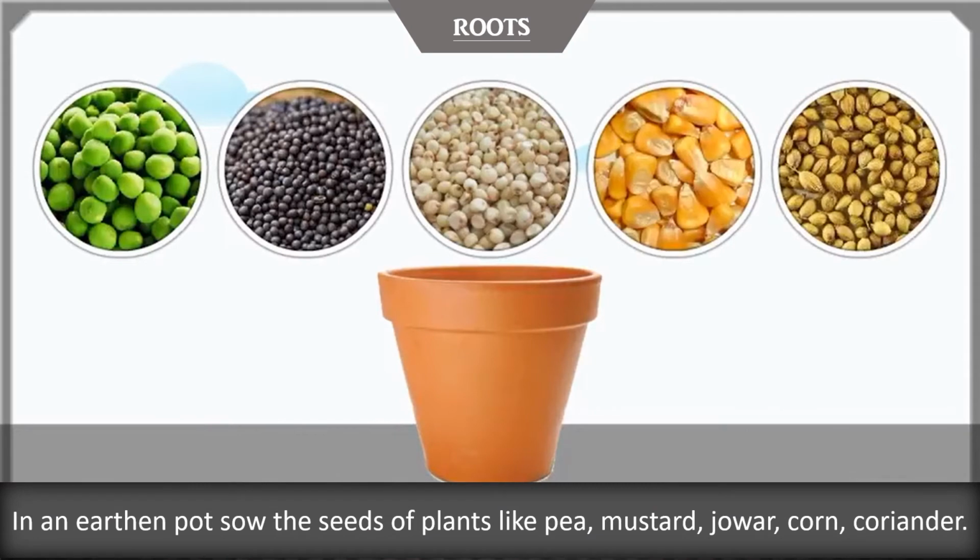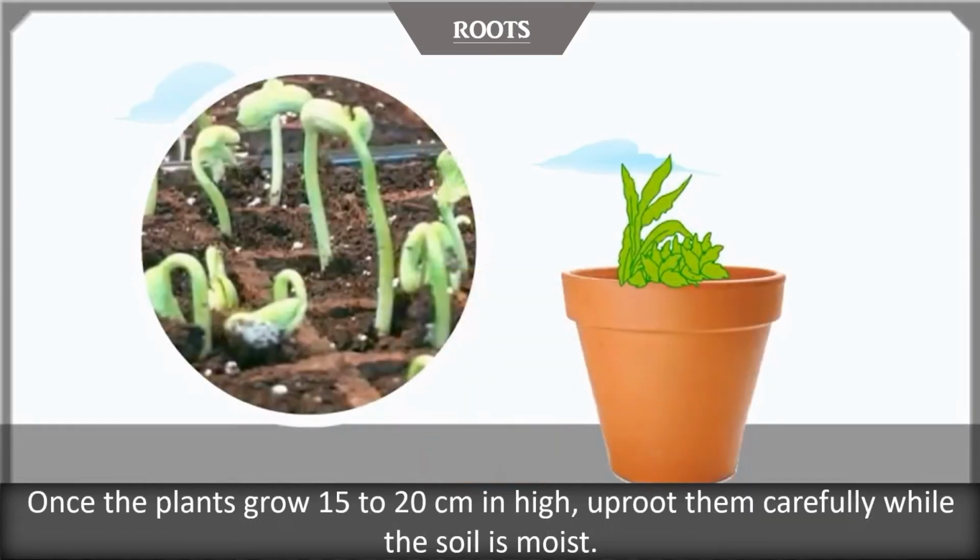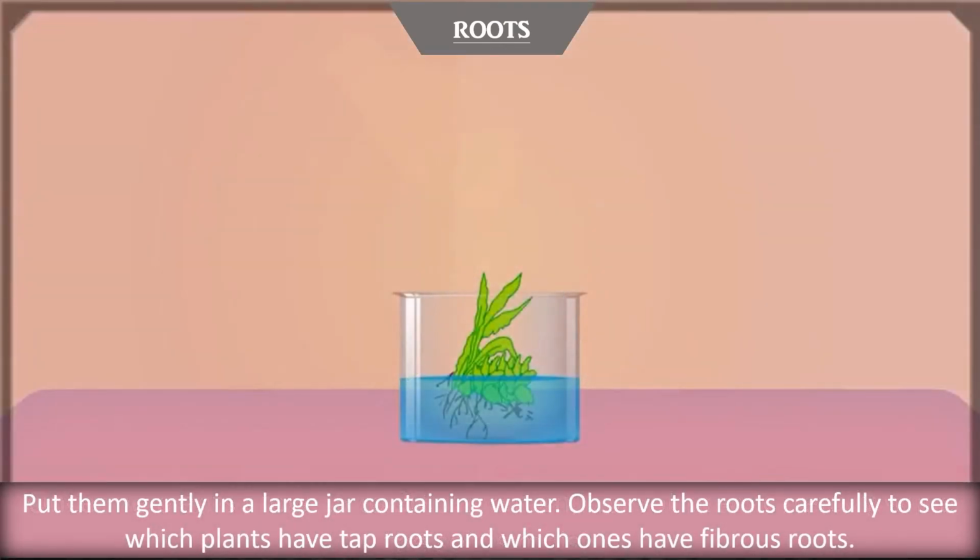Let's try this. In an earthen pot, sow the seeds of plants like pea, mustard, jowar, corn, coriander. Cultivate the plant for 8 days. Once the plant grows 15 to 20 cm in height, uproot them carefully while the soil is moist. Put them gently in a large jar containing water. The soil will get washed off without any harm to the roots. Observe the roots carefully to see which plants have tap roots and which ones have fibrous roots.